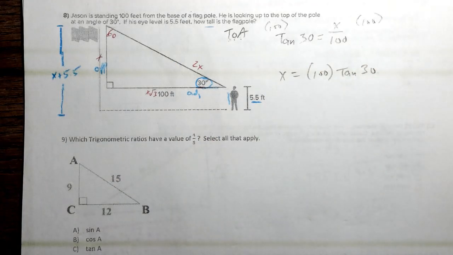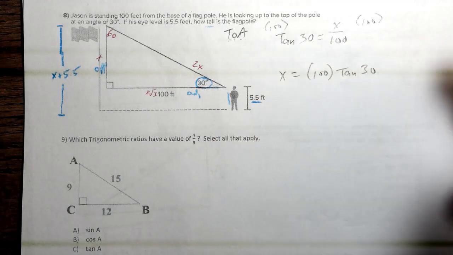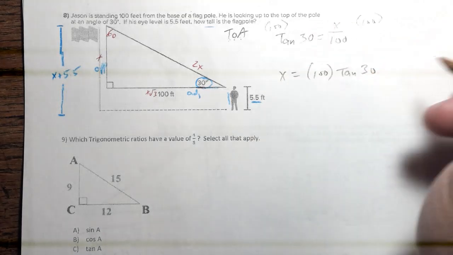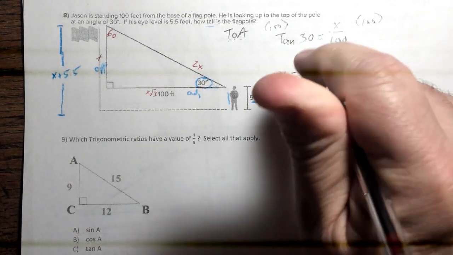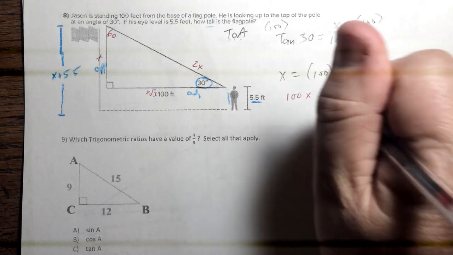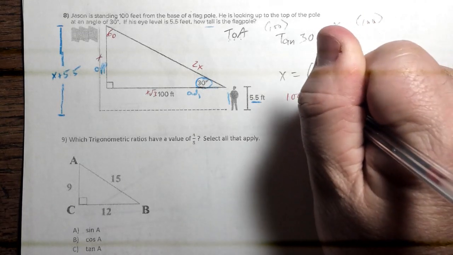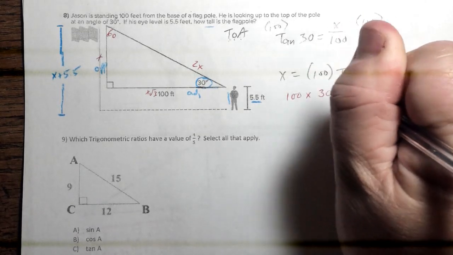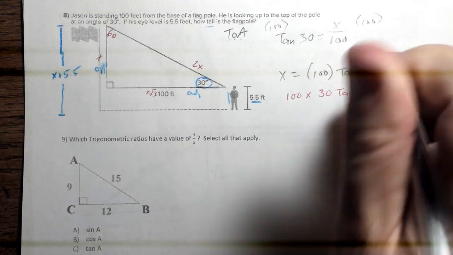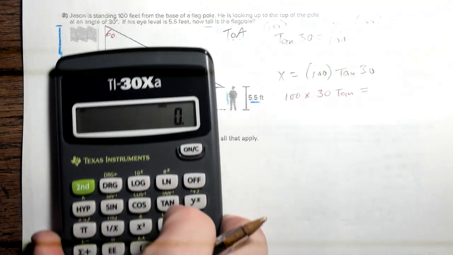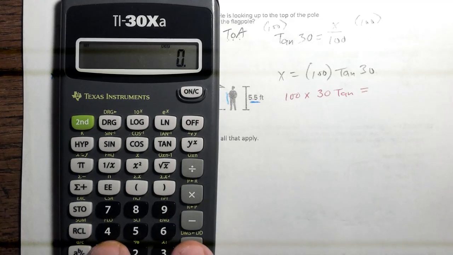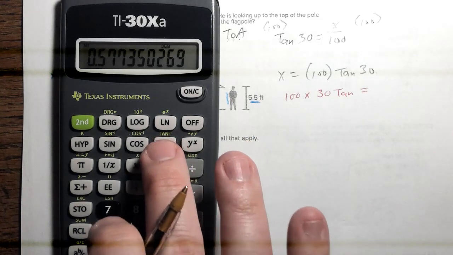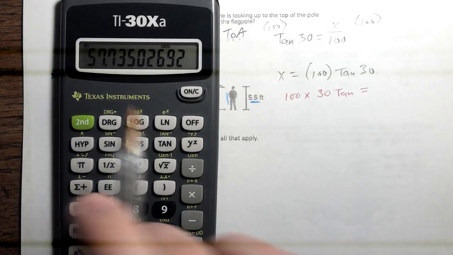Now, before I do this on the calculator, I'm going to write this under here. So the buttons to get this. So we're going to go 100 times, I know, don't let that x fool you. This is buttons on the calculator. Times, we have to put the angle measure in first, the 30 tan, and then you have to hit equals. So watch closely, and here's what we're doing. 100 times 30 tan equals 57.7.